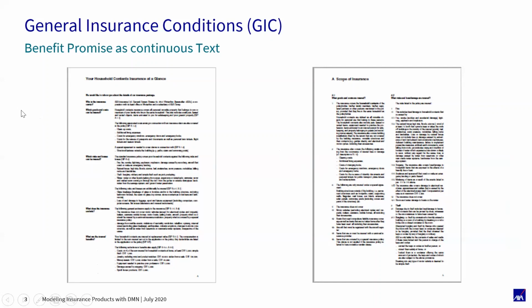No problem. Okay, here we only focus on the part of the benefit promise, that is the part which describes the conditions for the compensation in case of loss. While continuous text is easy for us to process, it's not so easy for machine processing. And even automatic text analyzers could not help us properly, as such written insurance conditions are often incomplete and contradictory.